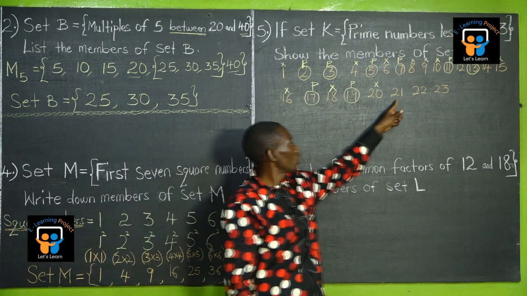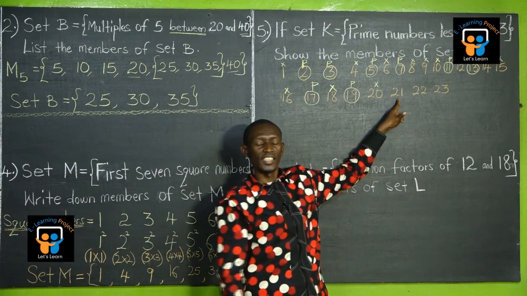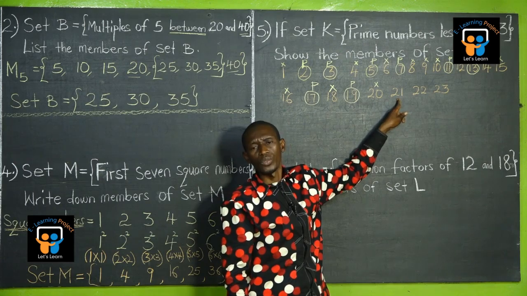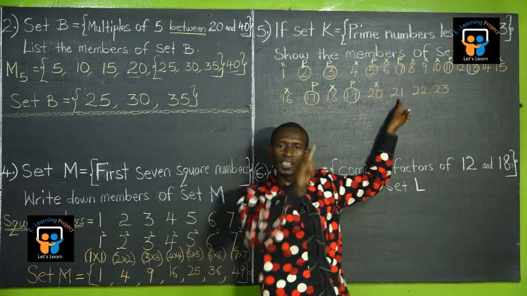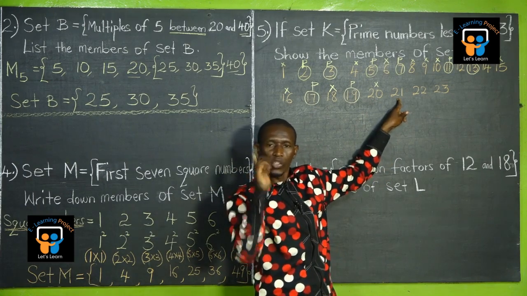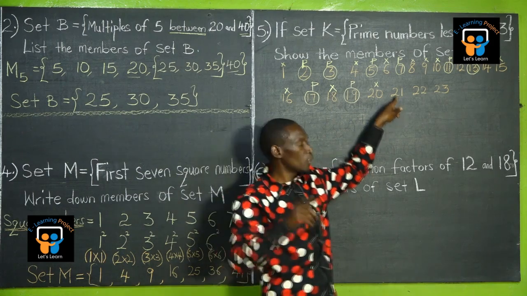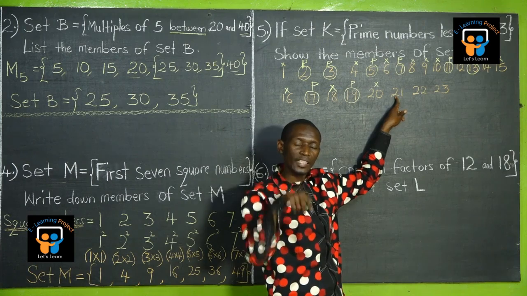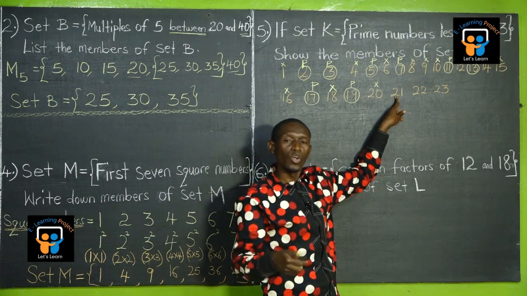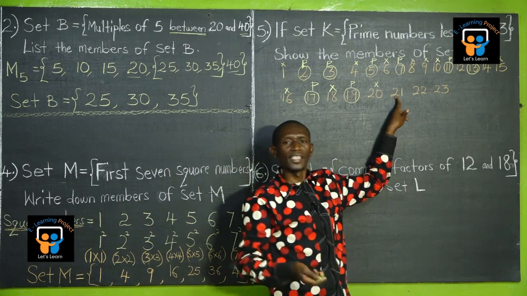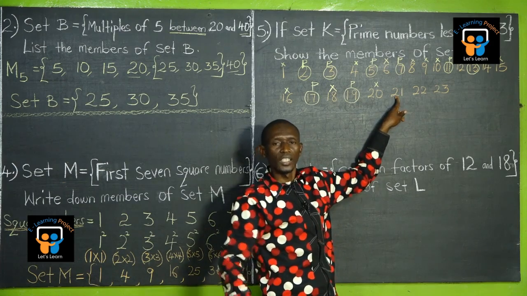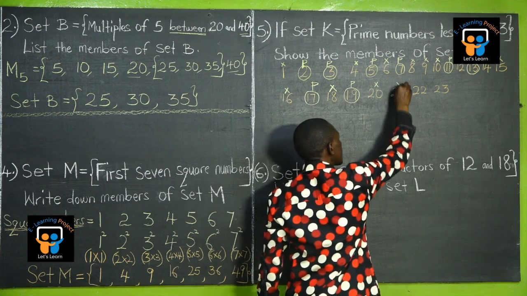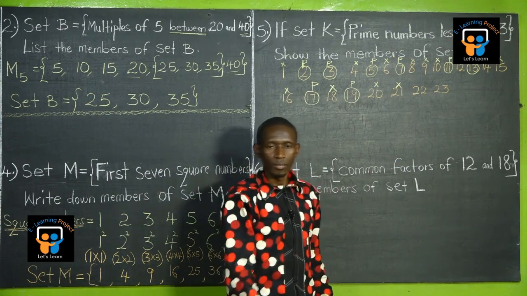You come to number 21. Is it a prime number? Which number can enter 21? 7. Yes, because 7 times 3, you get 21, which implies 21 divided by 3 is 7. Exactly. 21 divided by 7 is 3. Therefore, 21 has more numbers that can enter into it. It has numbers that can divide it. Therefore, it is not prime.